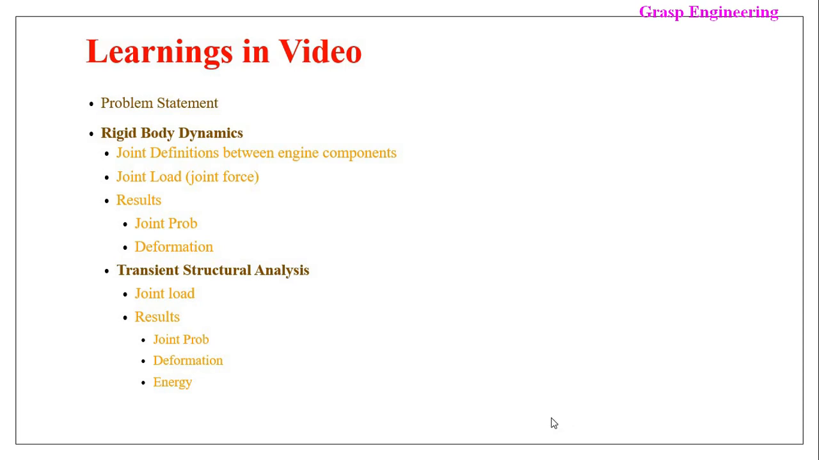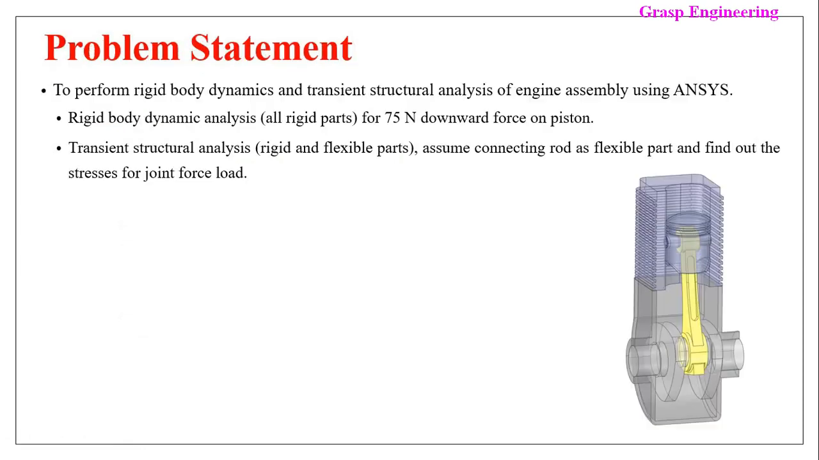Then we'll discuss how to see the deformation for the applied joint load, and next we will perform the transient structural analysis, where we will make any one component a flexible one, and on that component we will apply a joint load in the form of gas load. Then we will see the respective results like the same joint probe, deformation, and the energy summary.